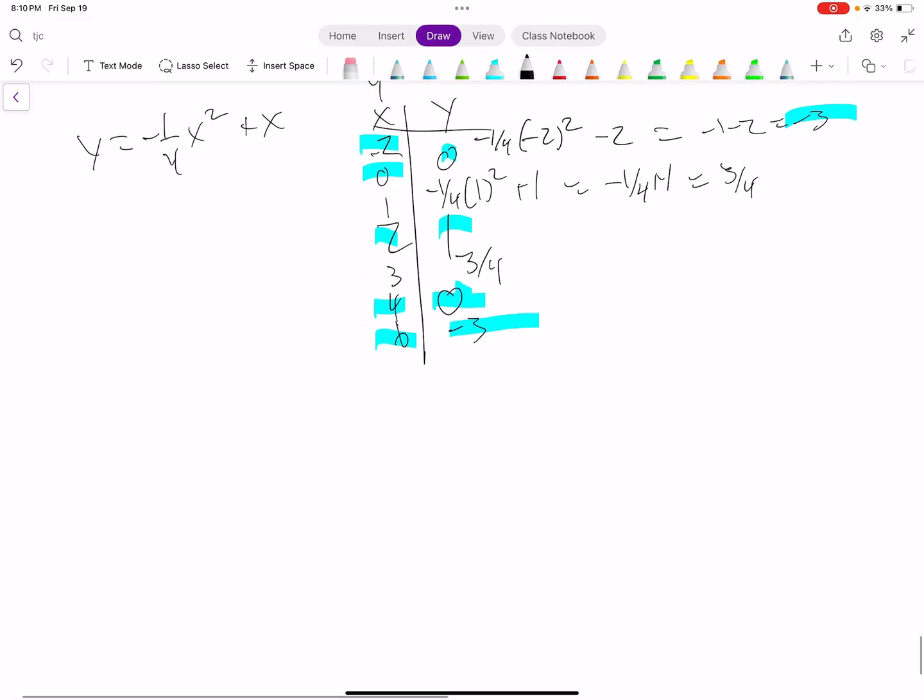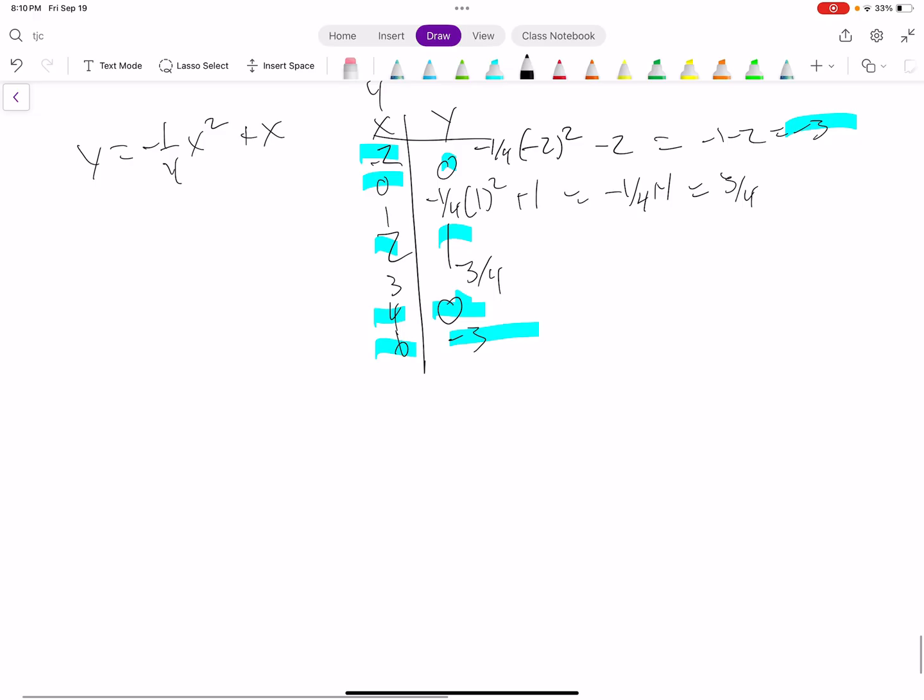So now to graph it, you always graph the vertex first. So the vertex is 2, 1. That's the vertex. Then I'm going to go 0, 0, and 4, 0. And then I'm going to go negative 2. That gives you negative 3.